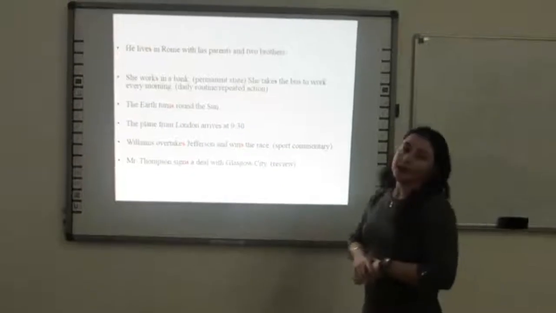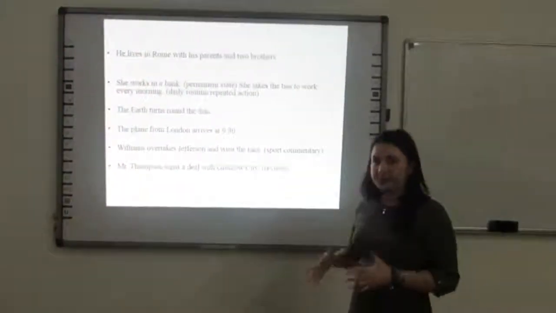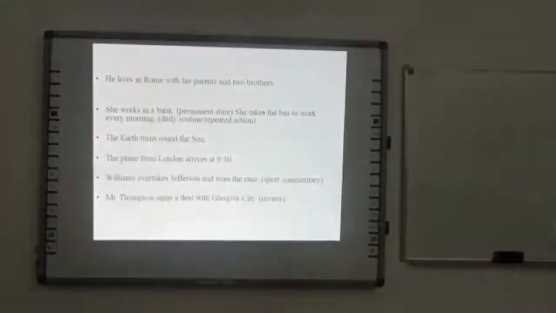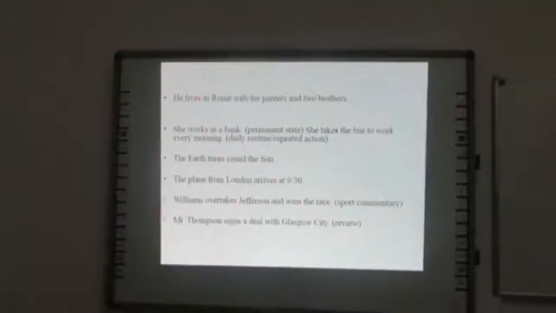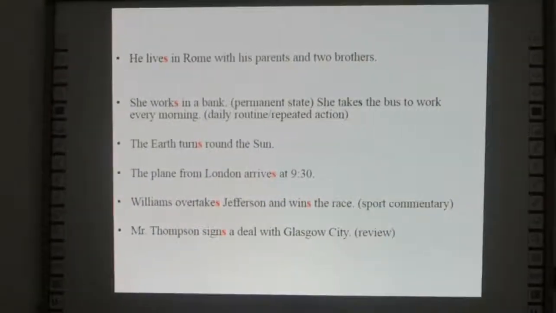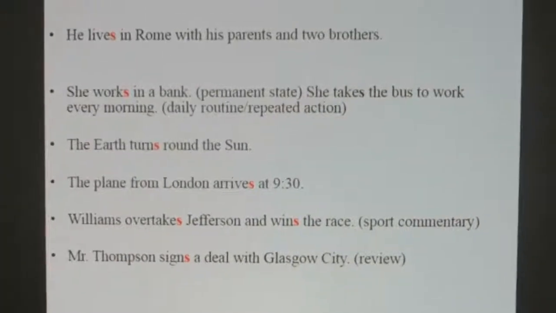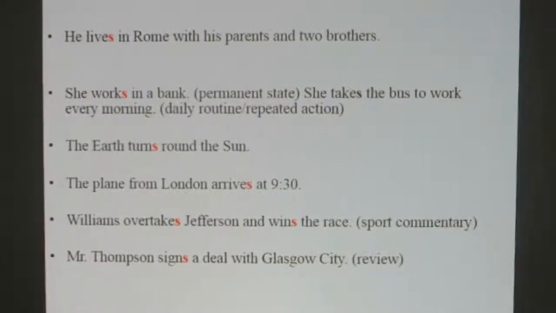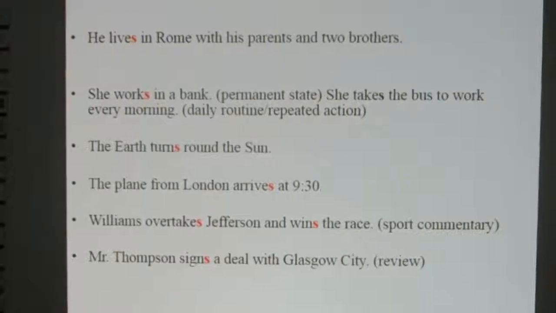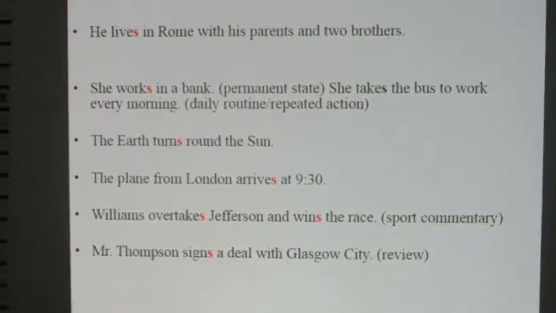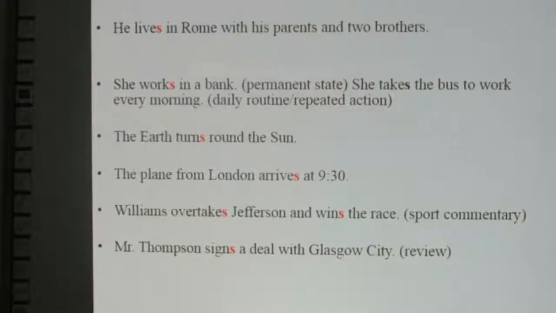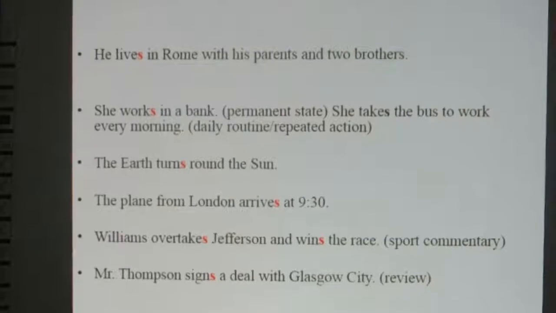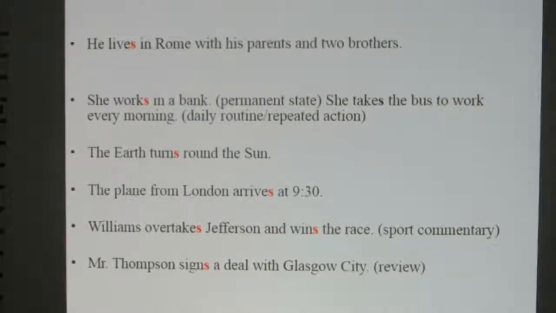And now let's get back to the usage of the present simple tense. So, some examples. If we want to speak about recurrent or permanent actions in the present, he lives in Rome with his parents and two brothers. To express repeated actions and daily routines, she works in a bank, like a permanent state. She takes the bus to work every morning as a daily routine or as a repeated action.